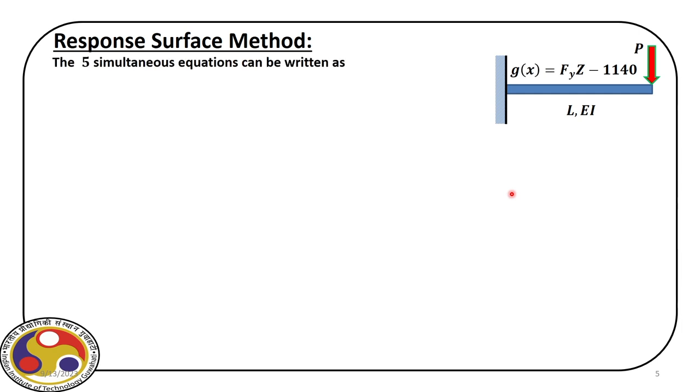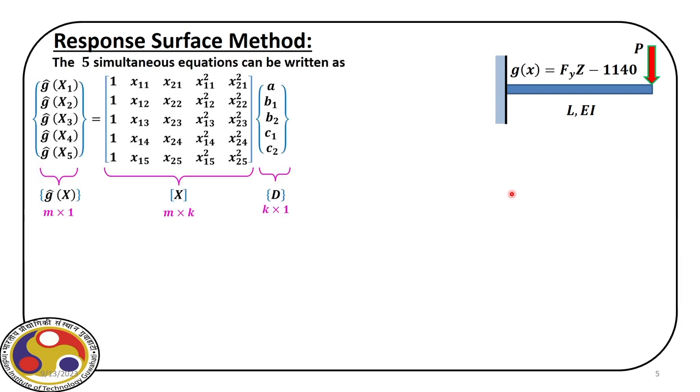Now, we have altogether 5 unknowns. So, we have 5 simultaneous equations. On the left hand side, these values are known. So, we'll fit those values in our meta model, and then we have this X matrix. This is again known to us. Our only unknowns are A, B1, B2 and C1, C2.